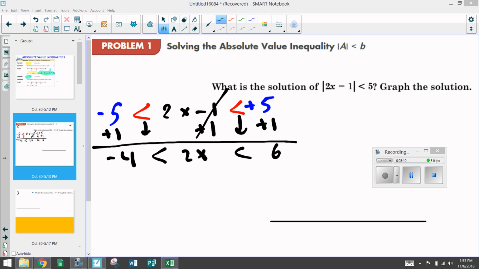Remember, absolute value always has 2 signs. When you see absolute value, take out plus and minus. It's a distance from 0. It could be positive, it could be negative. We don't know that, so we always use plus and minus.